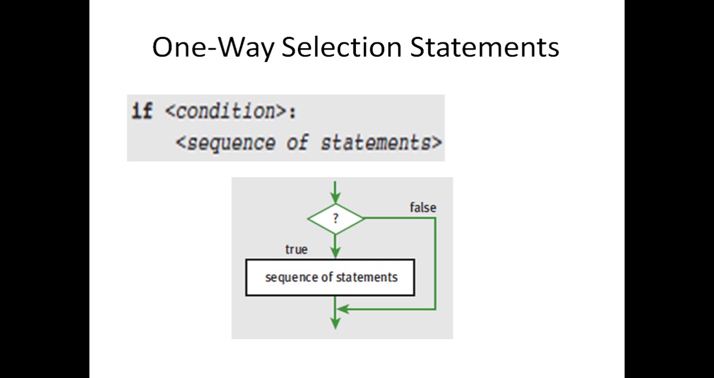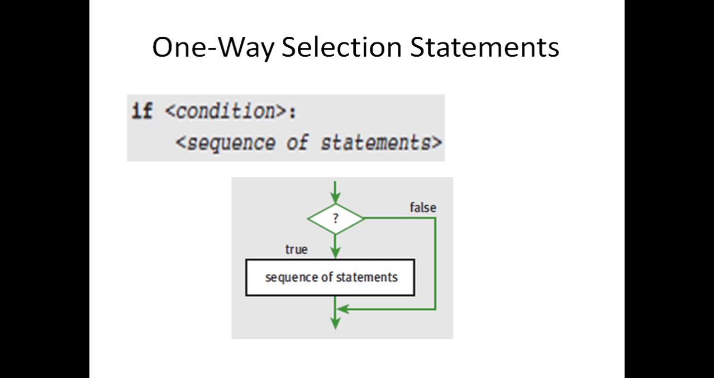After this if statement, there may be several other statements. All those statements will be automatically executed. So if there is no else part and the condition is false, it will go to the next set of statements. Here it will check the condition. If it's true, it will execute this sequence of statements. If it is false, it will execute the statements after this sequence of statements. So this is known as a one-way selection statement.